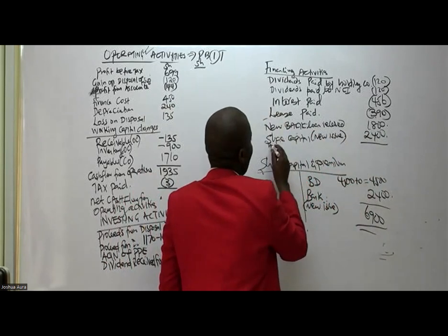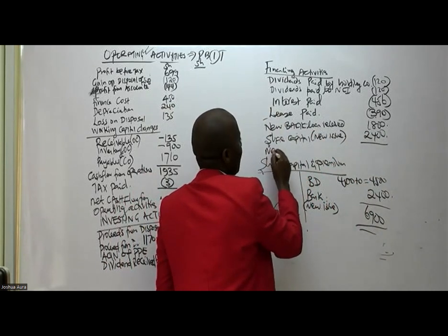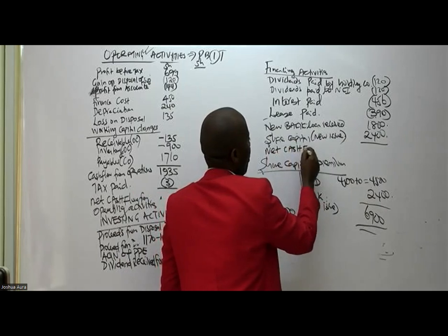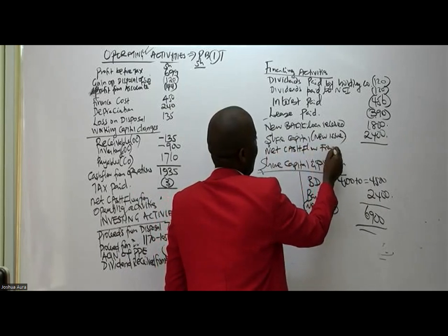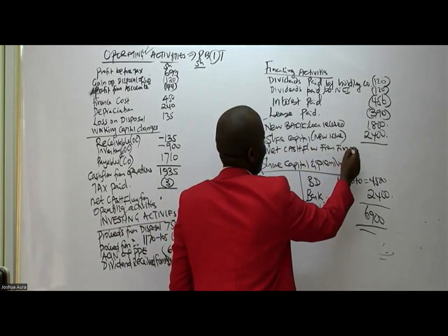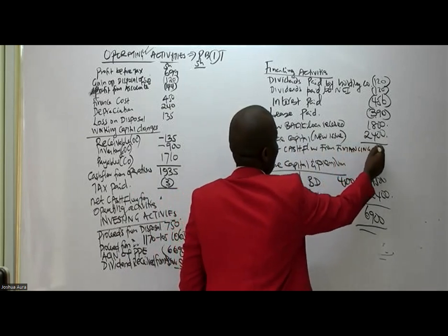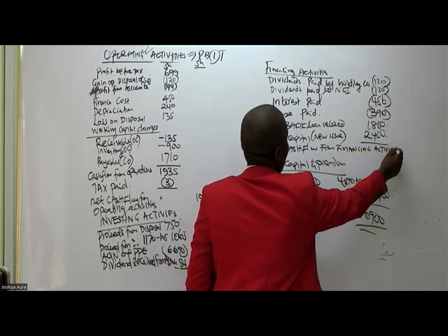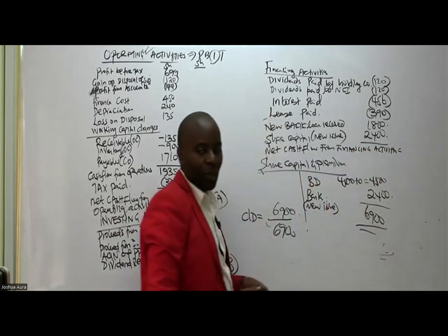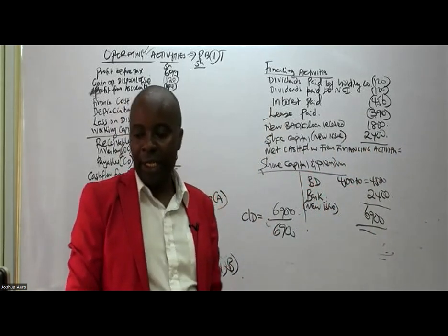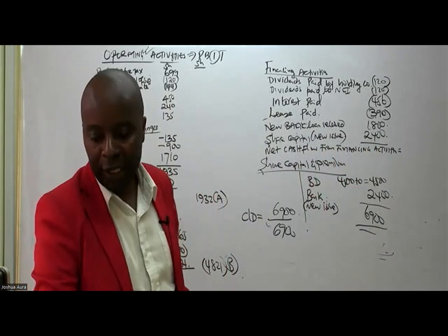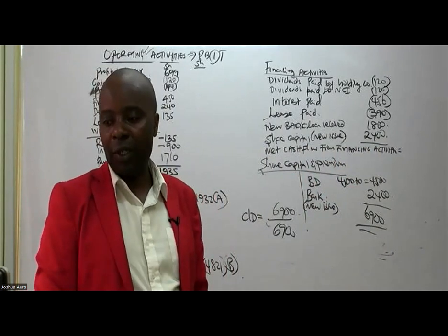Could you kindly come and give me now the net cash flow from financing activities? Are you able to see this? The net cash flow from financing activities. What do we have there?